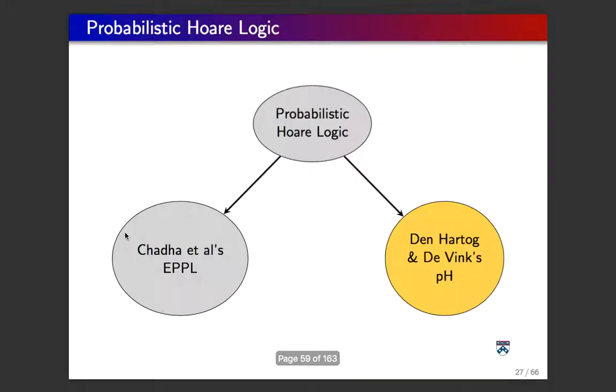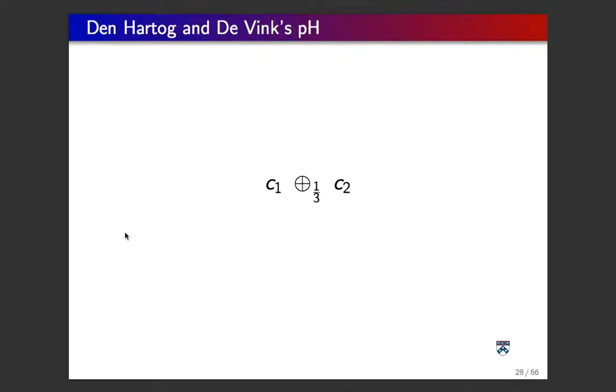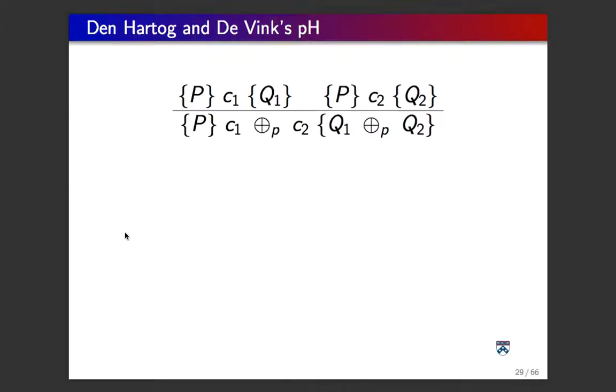The other logic that we're interested in is Den Hartog and de Vink's pH. And pH introduces probability via this probabilistic choice between two commands. Here you're running the command C1 with probability 1/3. And its Hoare rule doesn't have just Q on the right-hand side and what is necessary to prove Q on the left-hand side. In fact, it has this funny combination of Q1 and Q2 on the right-hand side.